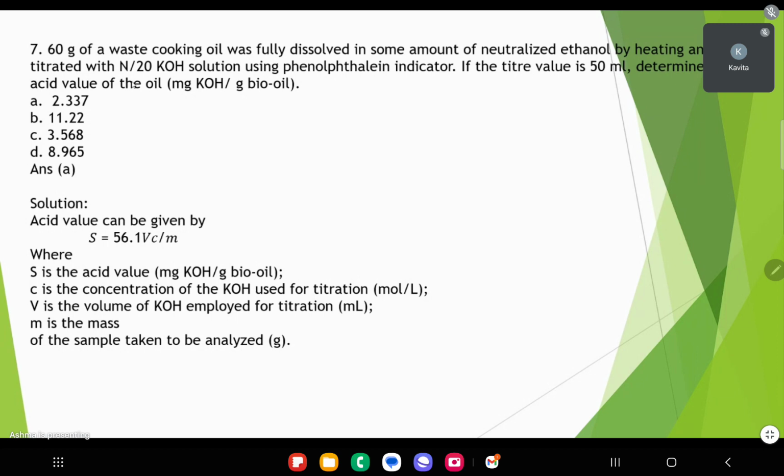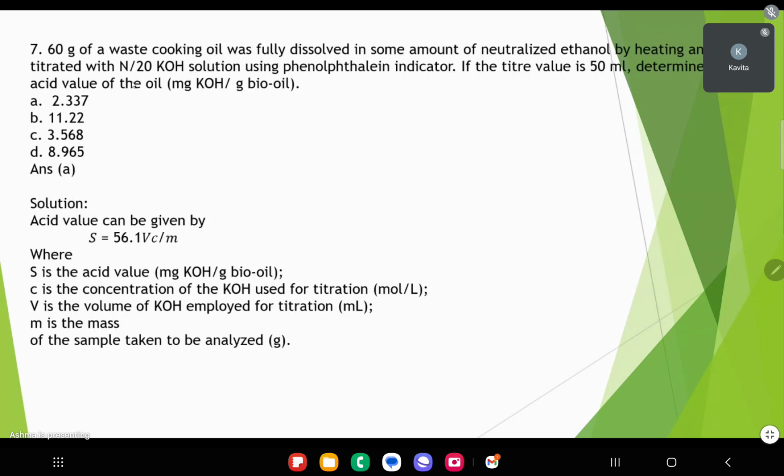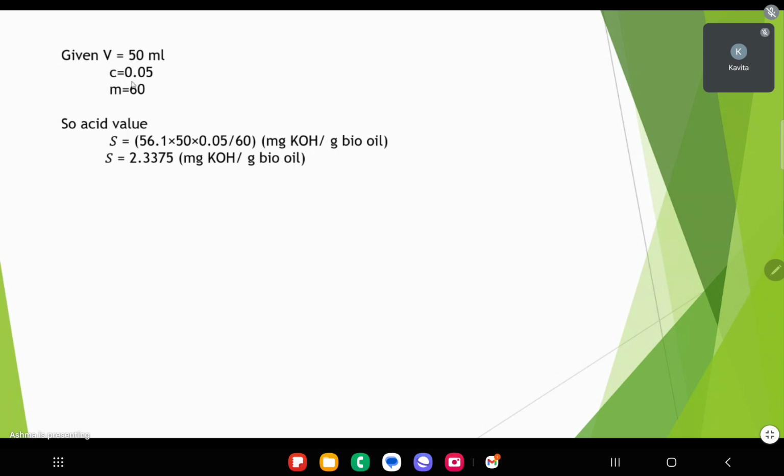So here C is 1 by 20, V is 50 ml and M is 60 gram. So we will put these in the formula and we will get the acid value as 2.3375 milligram KOH per gram bio oil. So the correct answer is A.